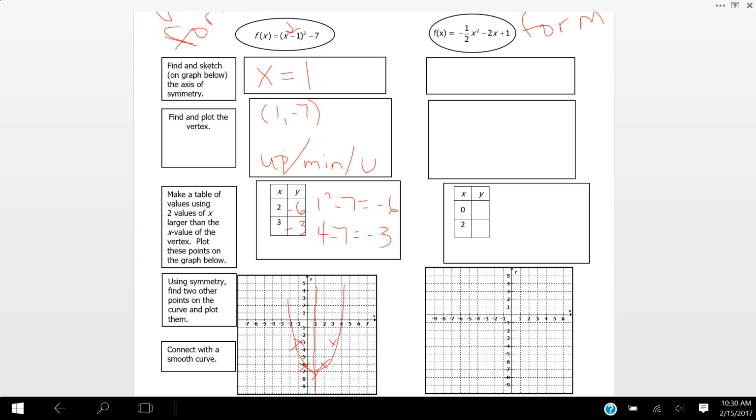Okay, standard form. Pause the video and try it if you want. If you're watching the video. If you're not watching the video, you're not listening to me, so it doesn't matter.